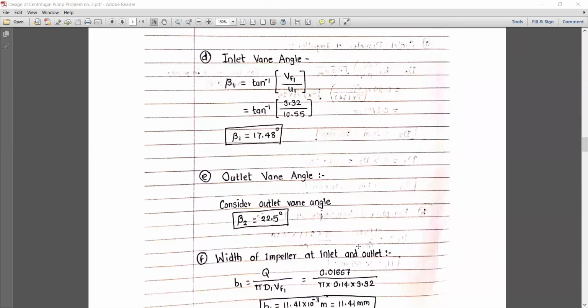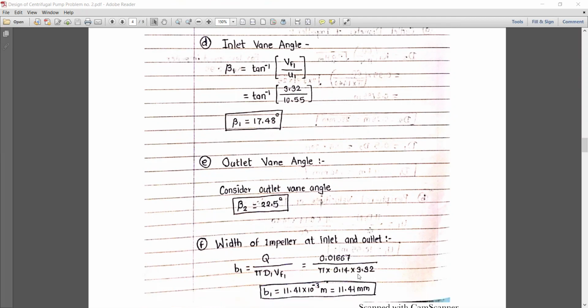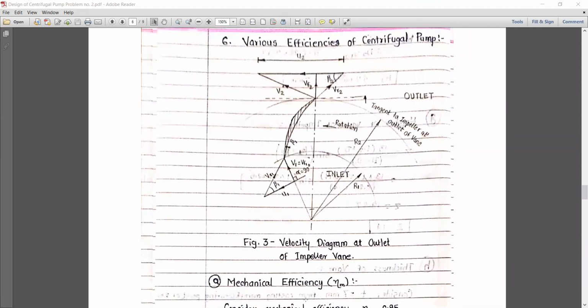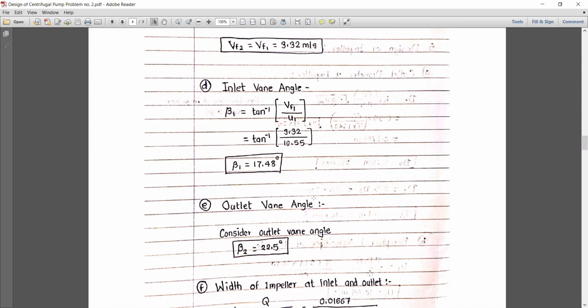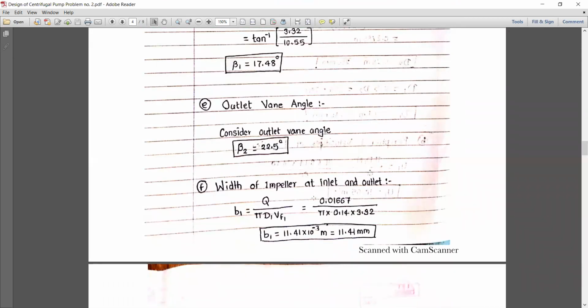Next one, the inlet vane angle, beta 1, if you refer to the velocity triangle diagram. Here you can find beta 1. V1 is equal to Vf1, this is Vr1, this is U1. Initially alpha is equal to 90 degree because the inlet is at 90 degree. Referring to this velocity triangle, beta 1 is equal to tan inverse of Vf1 divided by U1. So tan inverse of 3.32 divided by 10.55, we get beta angle equal to 17.48 degree. Now for the outlet vane angle, we are considering a standard one, that is 22.5 degree.